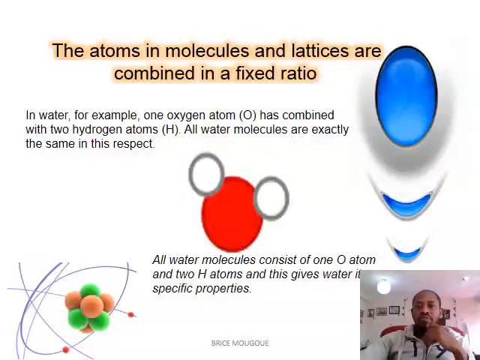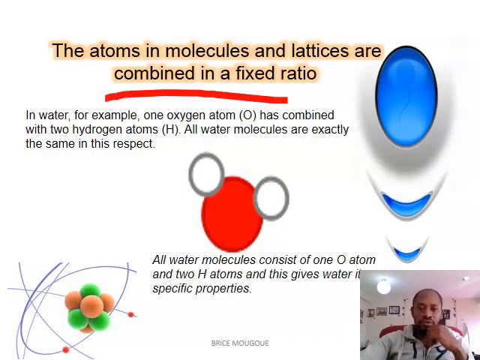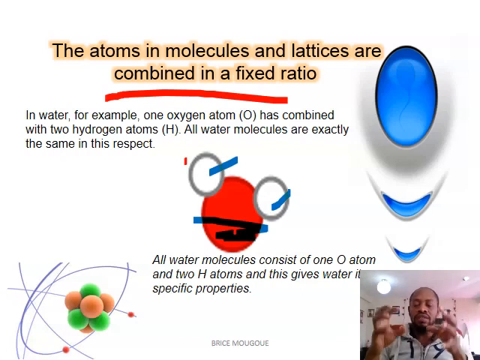The atoms in molecules and lattices are combined in a fixed ratio. The example we had was the example of water. In water, we have one oxygen atom, which is here, the one in red, which combines with two hydrogen atoms. So all water molecules consist of one atom of oxygen and two atoms of hydrogen. This combination is what gives water its specific properties.